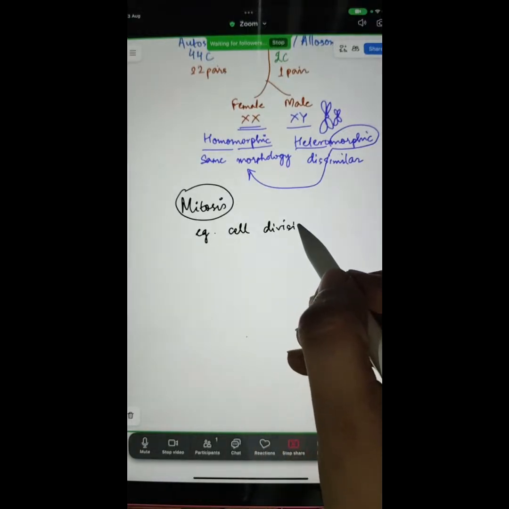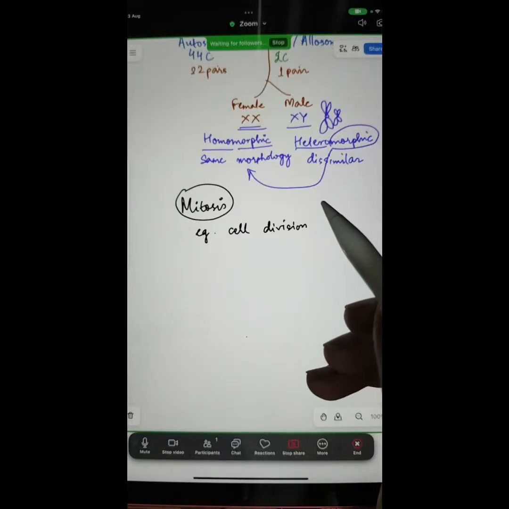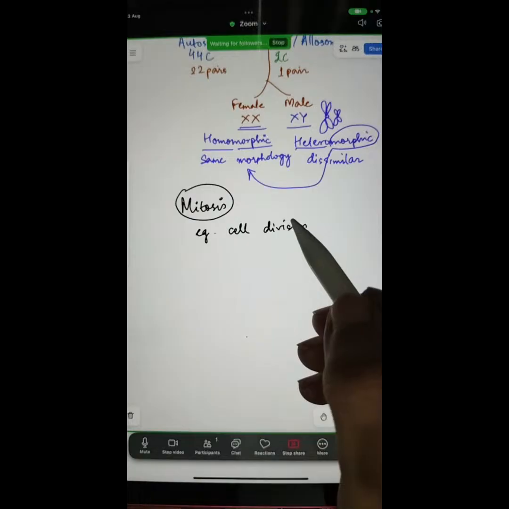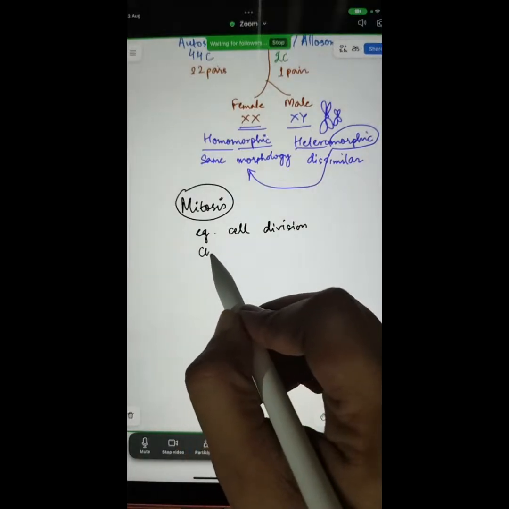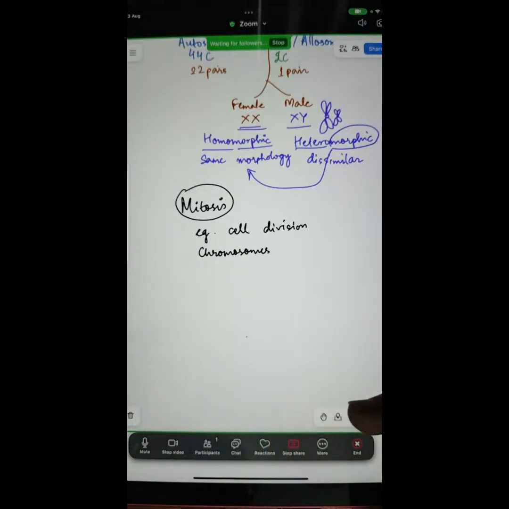Similarly, meiosis is also a type of cell division. So the first thing should be clear to you: what is mitosis? It is a type of cell division. So what would be seen in this? Obviously, chromosomes will be seen. How are chromosomes formed? By the aggregation of the chromatin, right? This I've already talked about.